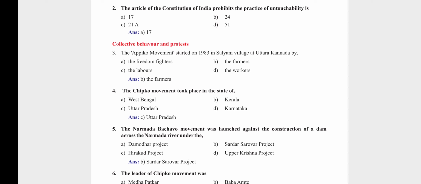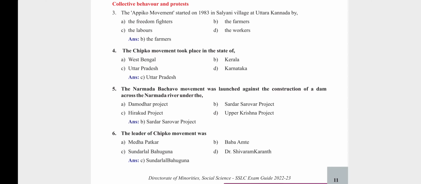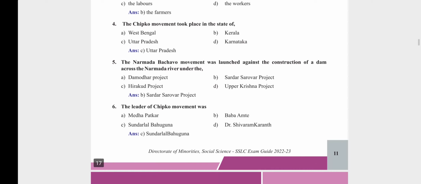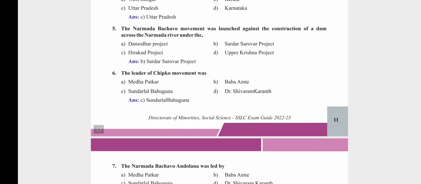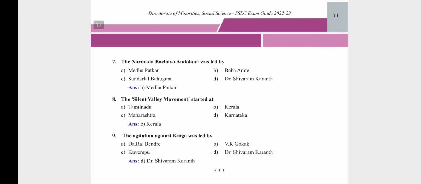Collective behavior and protest. The Appiko movement started in 1983 in Salkani village at Uttara Kannada by the farmers. The Chipko movement took place in the state of Uttar Pradesh. The Narmada Bachao movement was launched against the construction of a dam across the Narmada river under the Sardar Sarovar project. The leader of Chipko movement was Sundarlal Bahuguna. The Narmada Bachao Andolan was led by Medha Patkar.